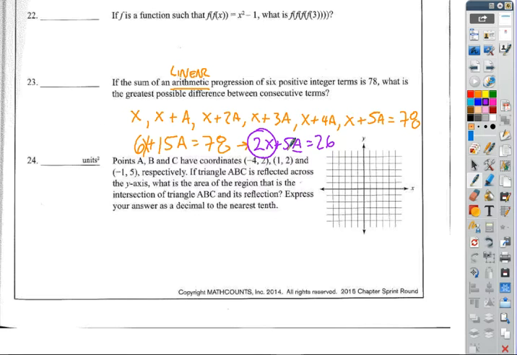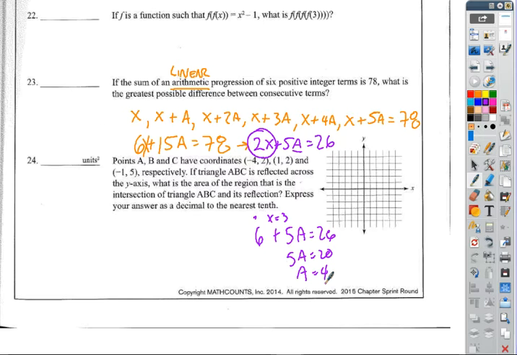So I know I have to have something, probably a 6, right? I mean, that would make sense. So 2 times 3 is 6. So I'm saying if x is equal to 3, 6 plus 5a is equal to 26, so 5a is equal to 20, so a is equal to 4.